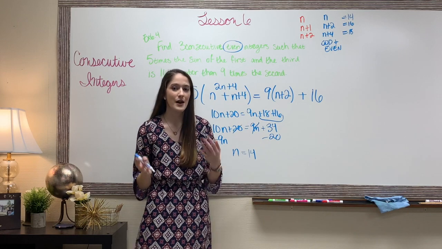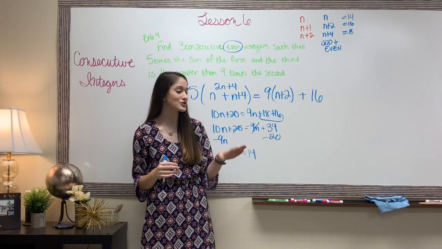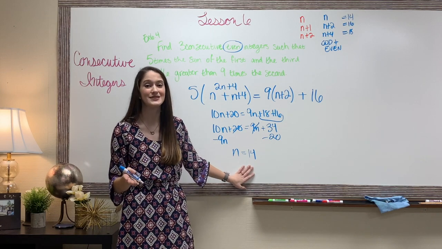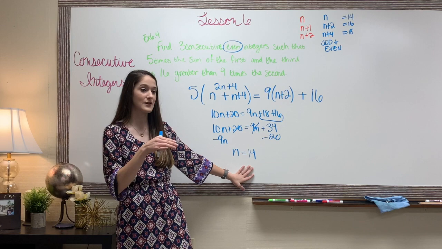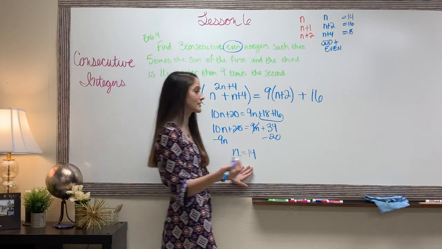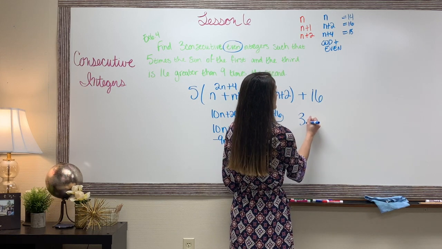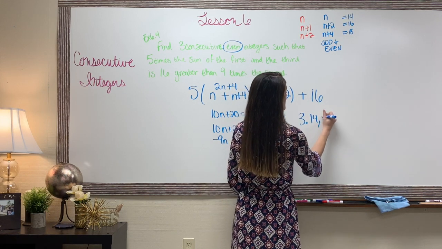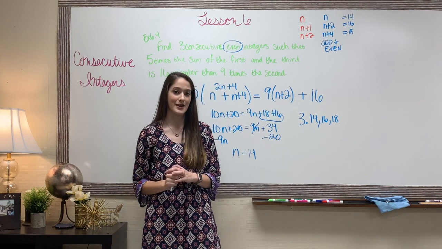So whenever I'm writing this answer down for my homework or for a test, I'm not just going to put 14 because that's not what the question is asking me to find. They want find 3 consecutive even integers. So I would write my answer like this. Let's say this was problem number 3 on my homework. I would write problem number 3 and then 14, comma, 16, comma, 18. And that is how I would write my answer.